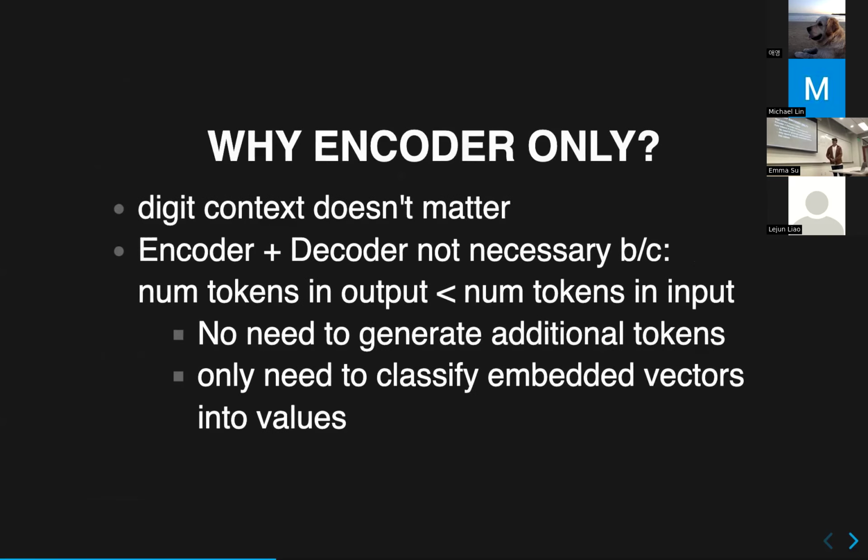And then encoder only, because we don't actually need to generate more tokens at the end. It seems to be the main reason. And for situations where you might want an encoder and decoder, it's an added layer of complexity you don't actually need. That seems to be the main argument. Because you can just classify the encoder values into digits. But I'm not exactly too certain why it's an encoder only design.